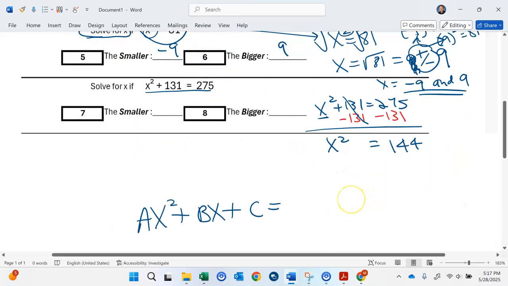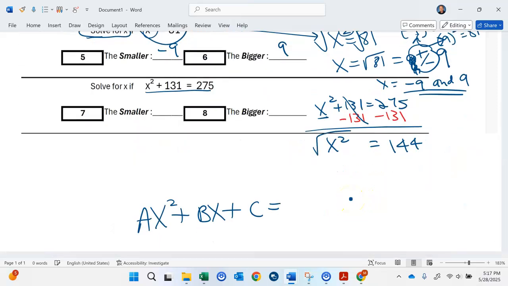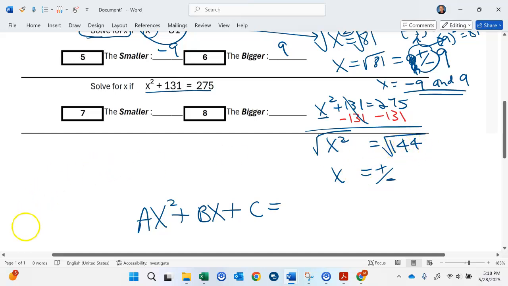now we can get rid of the square by going like this. So this one cancels that, and we have just x. And remember, we have to go like that. So this becomes the square root of 144, but it's plus or minus. So use your calculator to find the square root of 144.